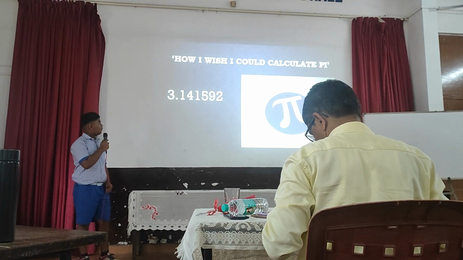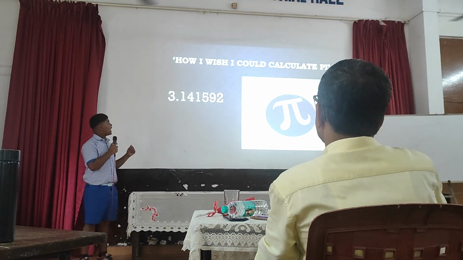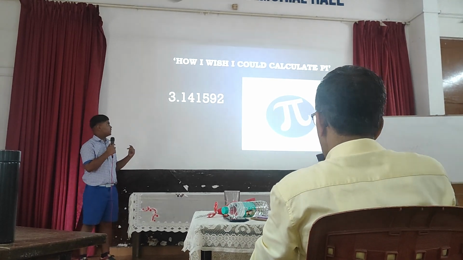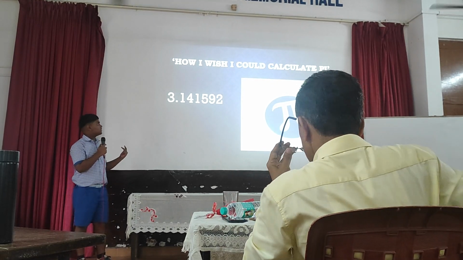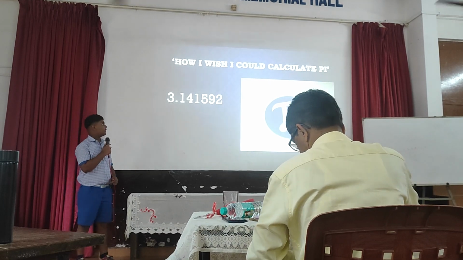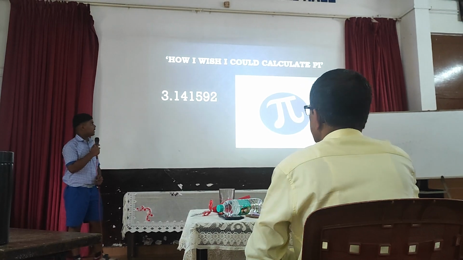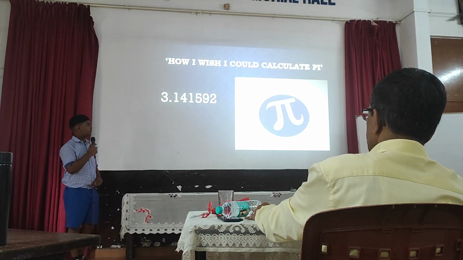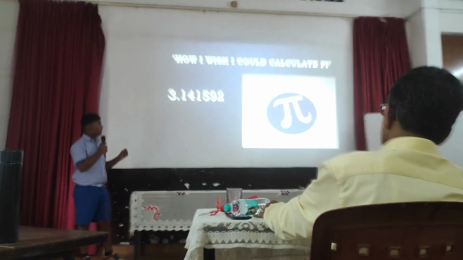First is "how", which consists of 3 letters. So 3. Second word is "I", which consists of 1 letter. So 1. The next word is "wish", which consists of 4 letters. So 4. And again "I" consists of 1 letter. So 1. The next word is "could". "Could" has 5 letters. So 5. And the second last word is "calculate". "Calculate" consists of 9 letters. So 9. And the last word is "pi". "Pi" consists of 2 letters. So 2. So here is the value of pi.